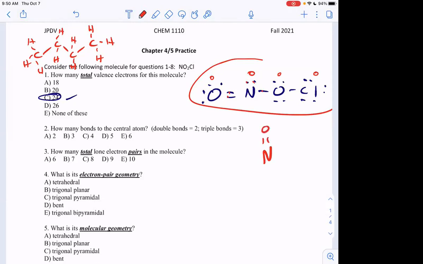On an oxygen, but you start to realize, okay, you can try this. So what do we have? What do I say? 24 electrons, right? So that's 2, 4, 6, 8, 10, 12, 14, 16, 18, 20, 22.